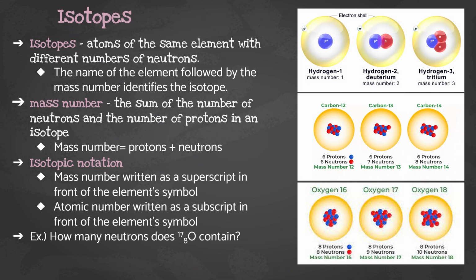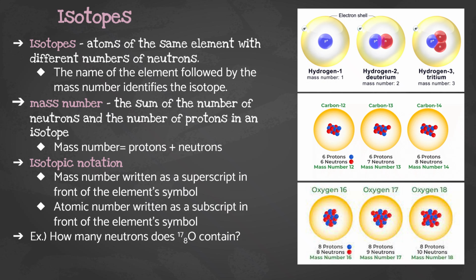Isotopes are atoms of the same element with different numbers of neutrons. So we can see up at the top, we have a great example. We have hydrogen 1 that just has 1 proton and no neutrons. Then we have hydrogen 2, which is 1 proton, 1 neutron, and then hydrogen 3, which is 1 proton and 2 neutrons. The name of the element, so hydrogen, is then followed by the mass number, and that identifies what isotope you have. So hydrogen-1 means you have a mass number of 1 and that you have 1 proton.